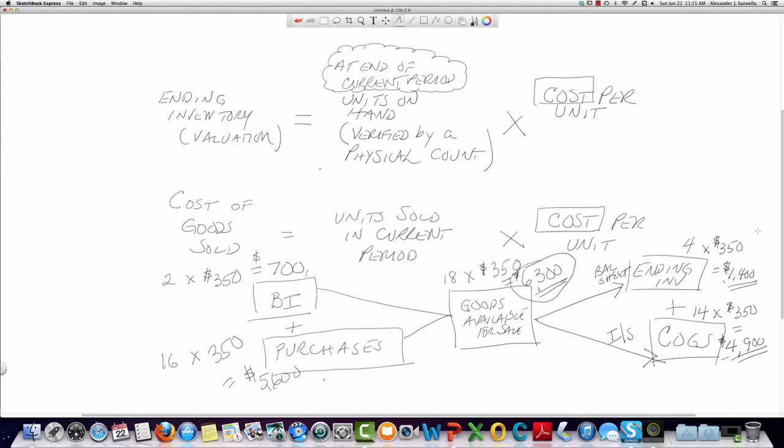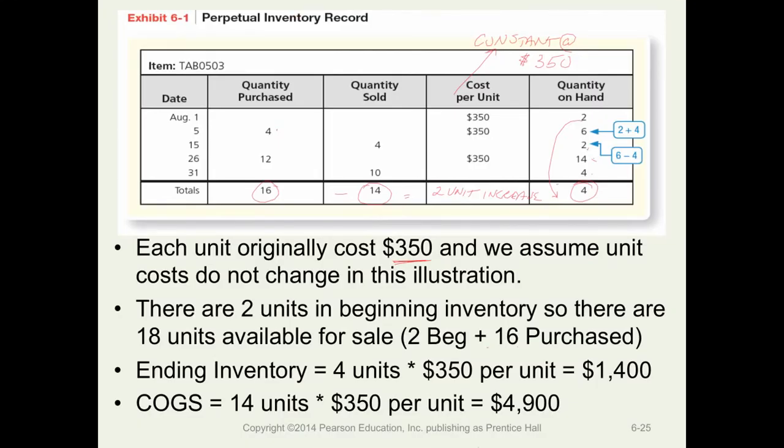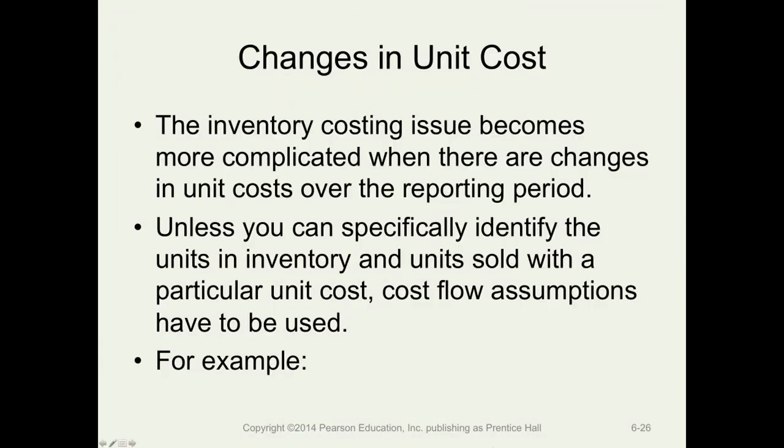Now, more realistically, we're going to see that changes will take place in the unit cost. This is more realistic. And you have a problem here because it is now a question of having the ability to either identify what units are left and when they were purchased and their unit cost, and if you can assign that cost appropriately, as well as the units sold and the costs that are associated with the units sold.